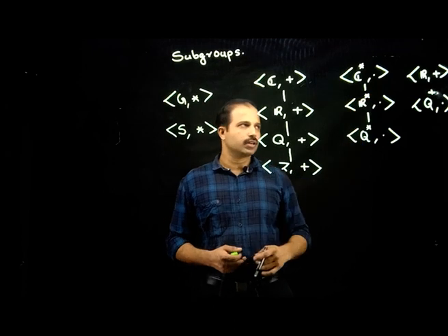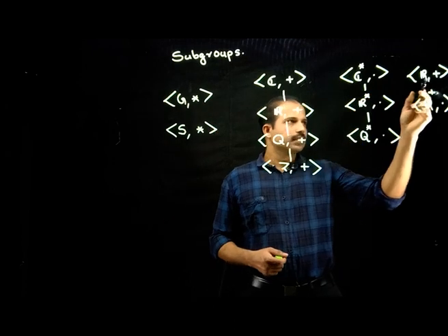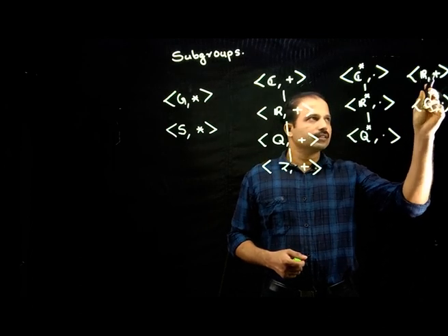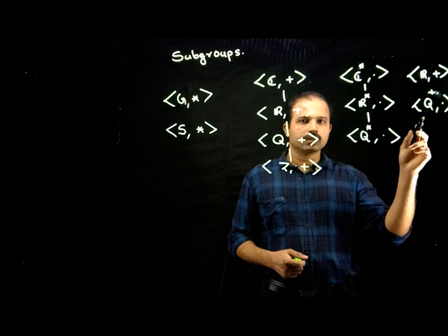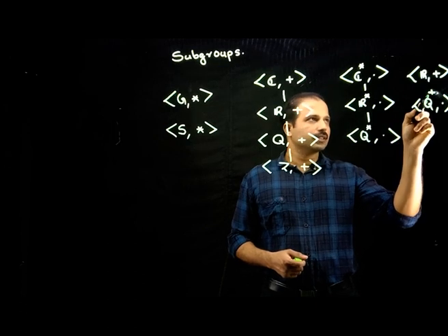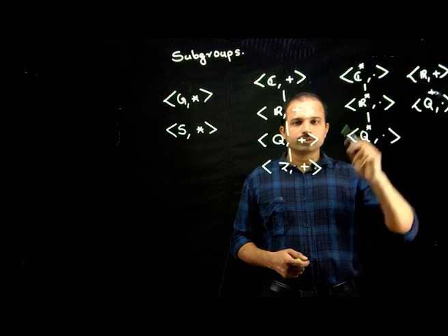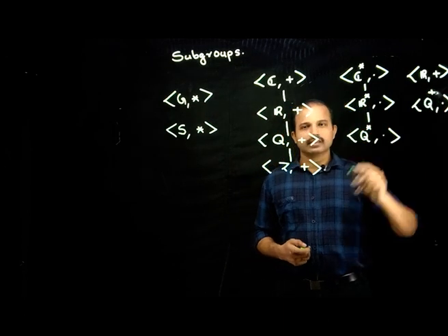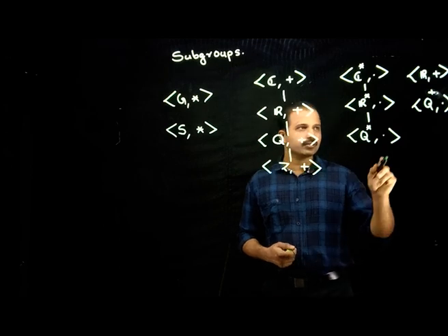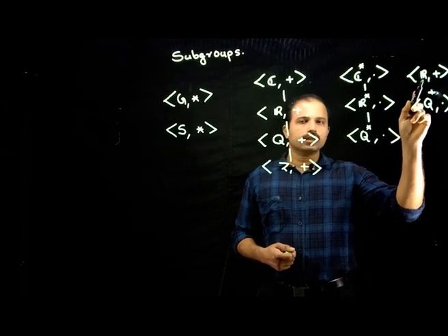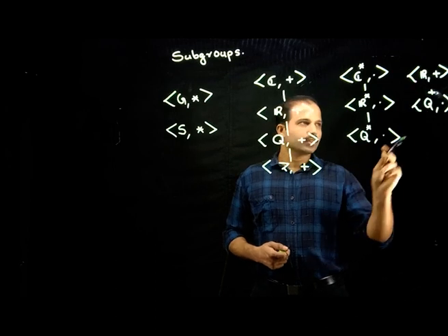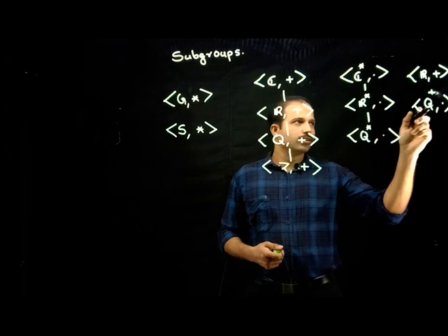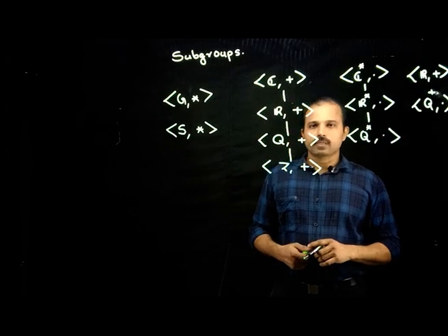Now consider this example. R under addition and Q plus under multiplication. We know that this is a group. This is again a group. And Q plus is a subset of R also. But they are not subgroups. Why? Because the operation is different here. So even though Q plus is a subset of R and both these are groups, Q plus under multiplication is not a subgroup of R under addition because the operation is different here.